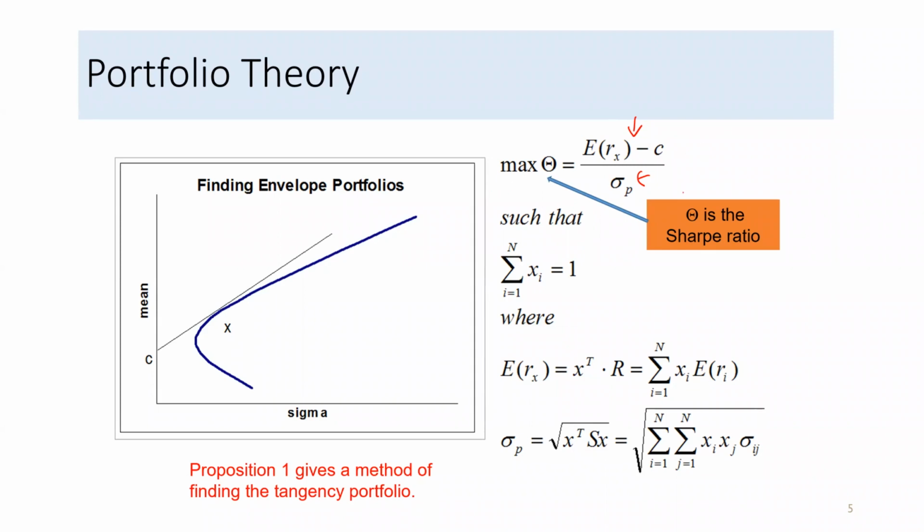And this is our objective function, and this is our constraint. The constraint is on X. The average portfolio return is a function of X and the individual returns. We want the sum of all the weights X to equal 1. And the sigma is also a function of X and the variance covariance matrix, the structure of how all of these X's correlate with each other.